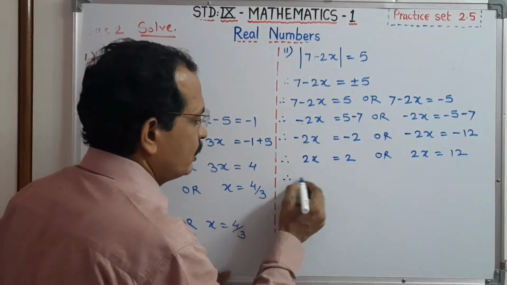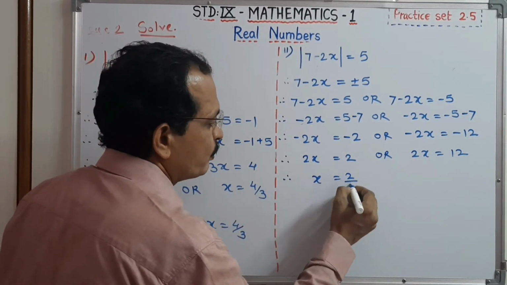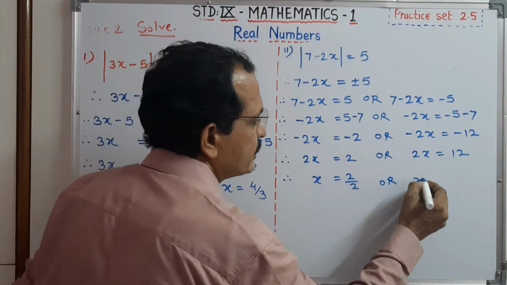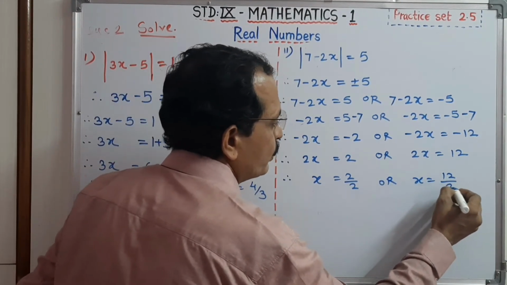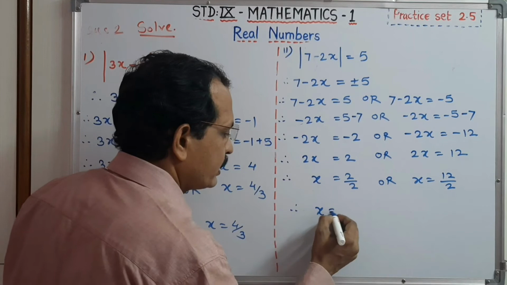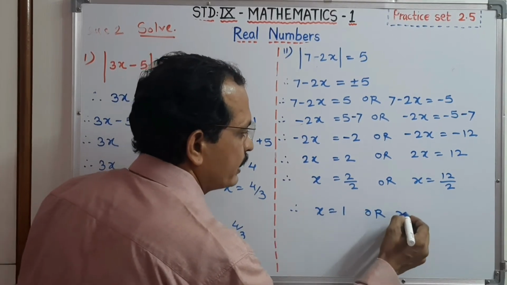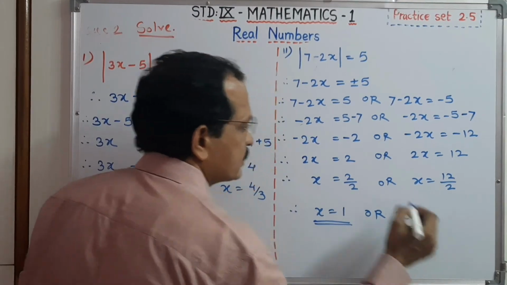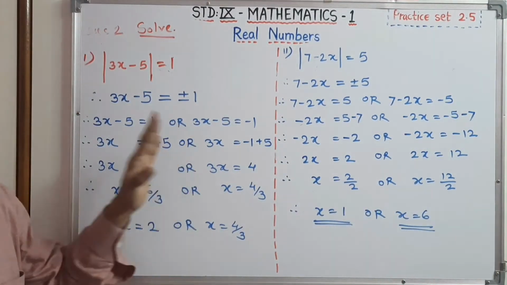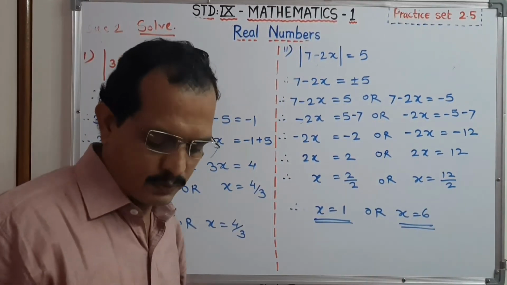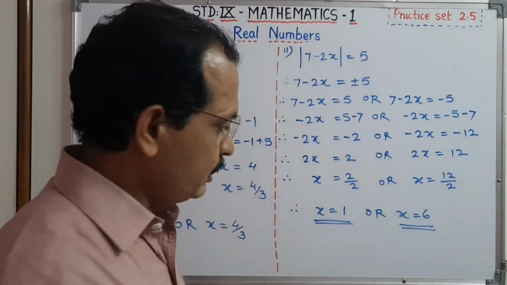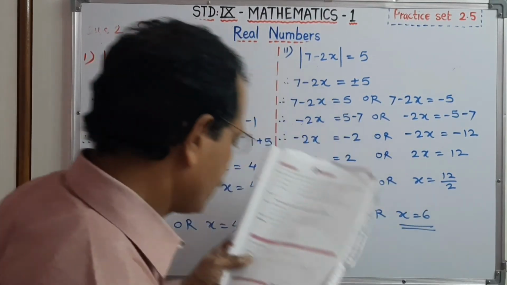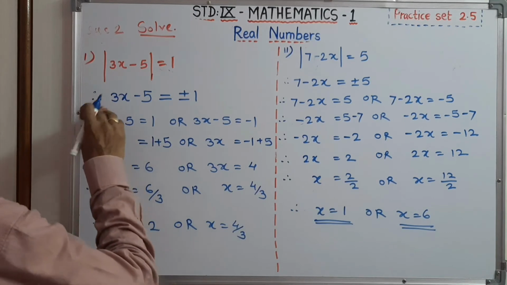Now see here, x is equal to 2 upon 2, or x is equal to 12 upon 2. Therefore, we get here x is equal to 1 or x is equal to 6. This is our final answer. Go through this sum. These are very important ones. Now, start with the third and the fourth one.